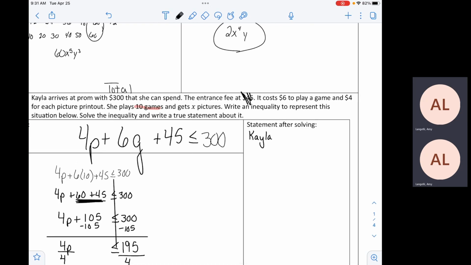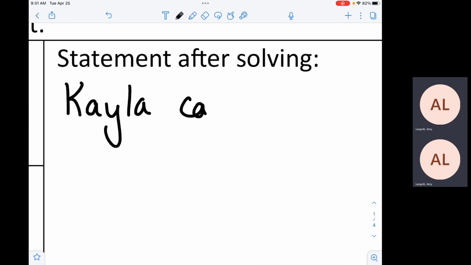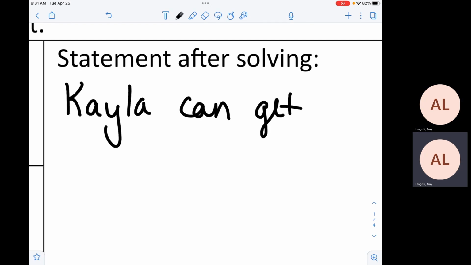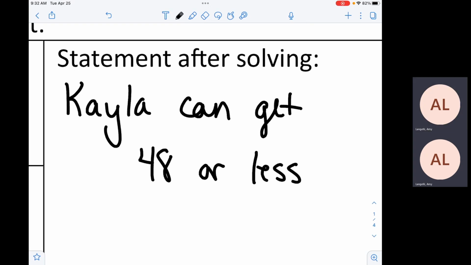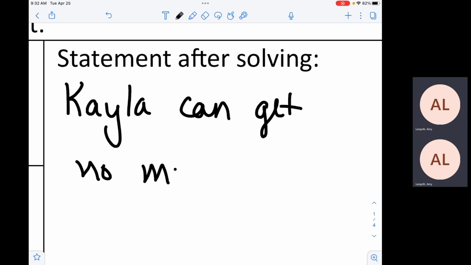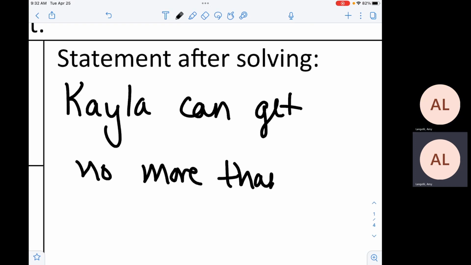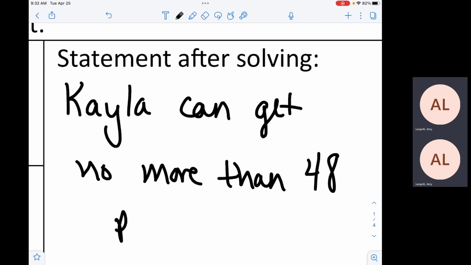What was P? P stood for pictures, right? It didn't stand for the price of her pictures. What did P stand for? How many pictures she can get. Kayla can get, what can she get? 48 or less. Or no, let's say no more than 48. 48 pictures. I left off the decimal because you can't get part of a picture.